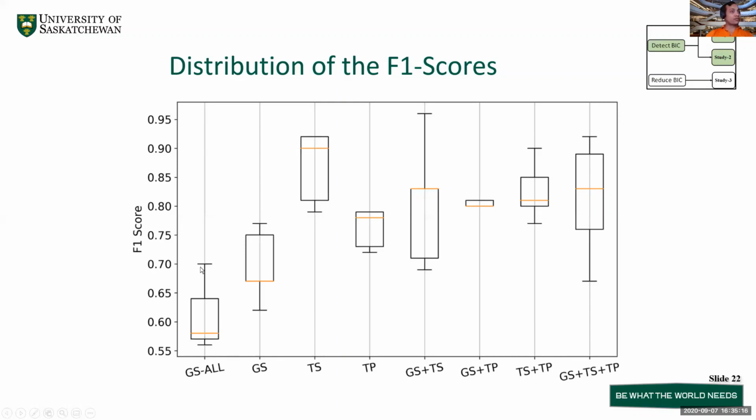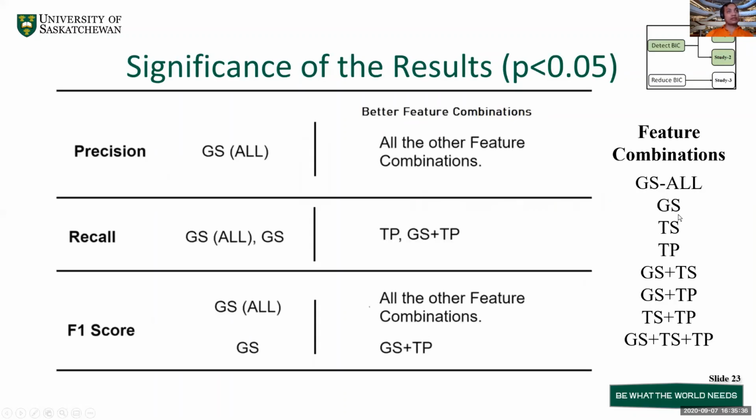From the distribution of F1 score, we can see that this distribution shows lower values than all the other distributions. And also here, we can see token sequence shows a much higher distribution. I also did a significance test using the Wilcoxon signed rank test and calculated the significance of bug-inducing commit detection for each of precision, recall, and F1 score.